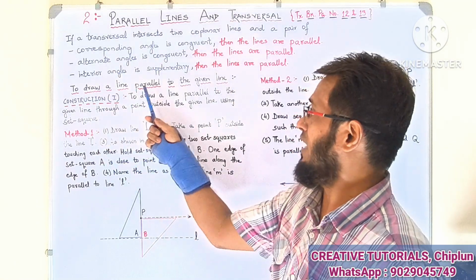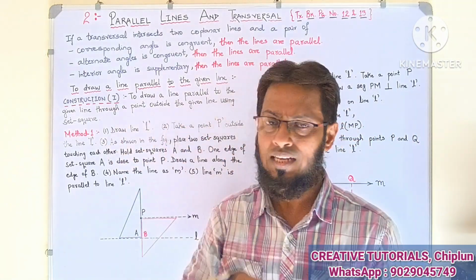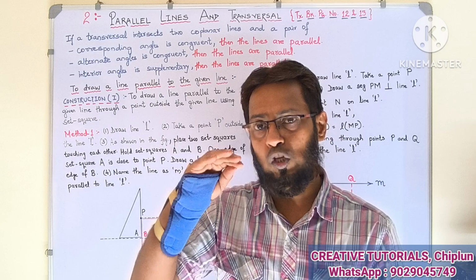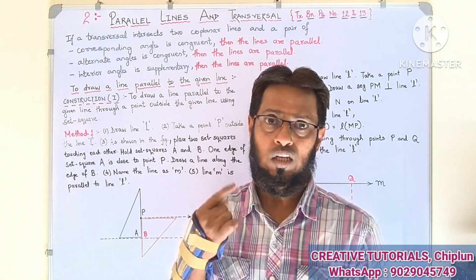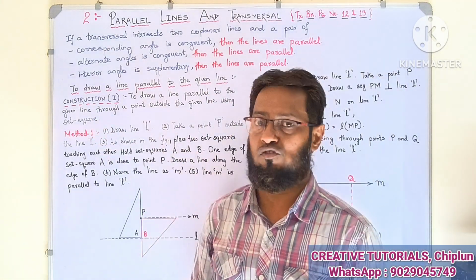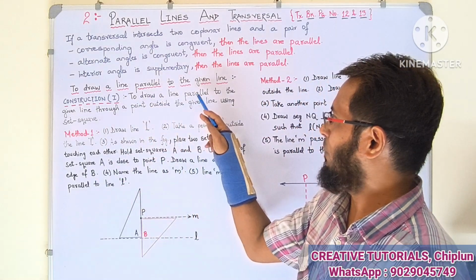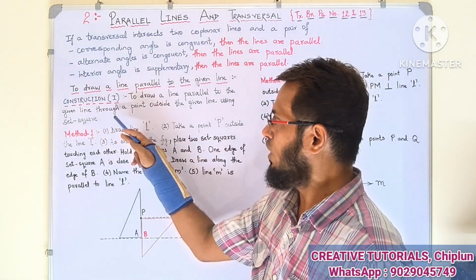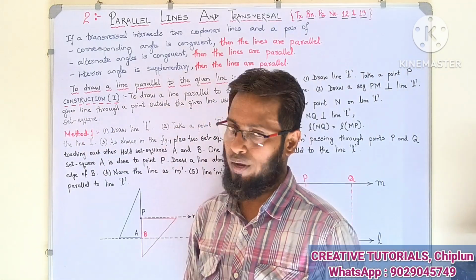To draw a line parallel to a given line, suppose you already have one line and you want to draw one more parallel line to this existing line, so we have two constructions. In this video I am taking care of construction number 1. So what is this? To draw a line parallel to the given line through a point outside the given line using a set square.